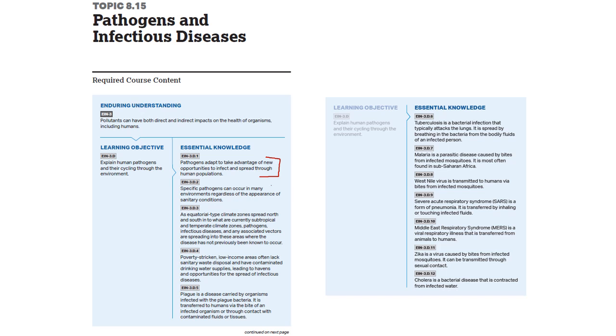Hopefully you saw a little bit of that in every single one of these, or at least most of them. Specific pathogens occur in many environments, whether or not that appears clean. And then we talked about how as climate change shifts, the range of those disease vectors is going to shift as well. And then low-income and poverty-stricken areas are more likely to have dysentery, cholera, or any other waterborne illness. We talked about plague, TB, malaria, West Nile, SARS and MERS, Zika, and cholera.